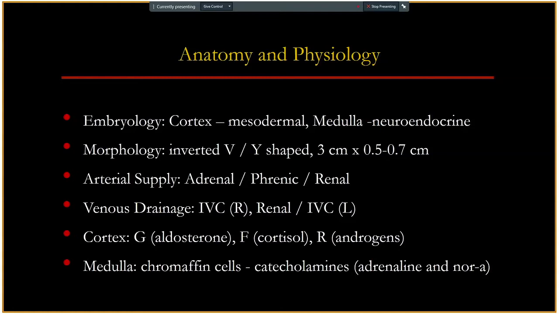The venous drainage is slightly different, left versus right. So the right adrenal drains directly into the IVC, and the left adrenal can drain into the left renal vein or directly into the IVC. So the three layers of the cortex: glomerulosa secretes aldosterone, which is a mineralocorticoid. Fasciculata secretes cortisol, which is a glucocorticoid. And the reticularis secretes androgens. Medulla, being neuroendocrine in origin, has chromaffin cells that secrete catecholamines such as adrenaline and noradrenaline.